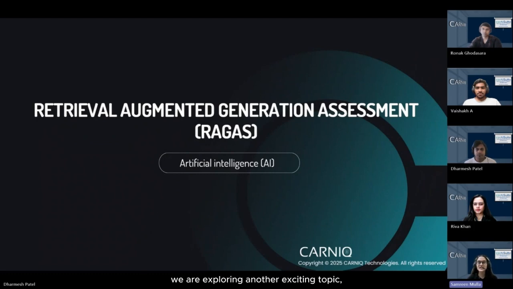So, today we are exploring another exciting topic, which is Ragas. To help you understand this better, I'll pass it over to my colleague Dharmesh, who will walk us through the fundamental concepts and needs of Ragas to evaluate RAG applications. So, over to you, Dharmesh.